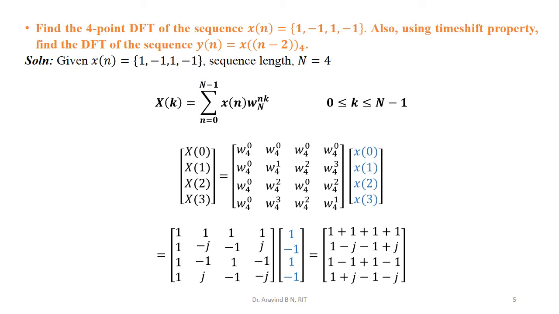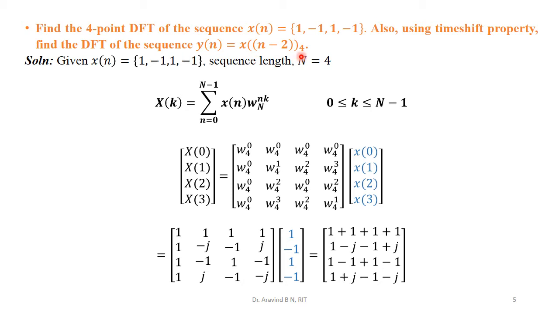Now let us go through a few problems related to the time shift property. This is going to be the simplest problem with respect to this time shift property. Let us go through the question statement. Find the 4-point DFT of the sequence x of n is equal to 1, minus 1, 1, minus 1. Also, using the time shift property, find the DFT of the sequence y of n is equal to x of n minus 2 with respect to 4.